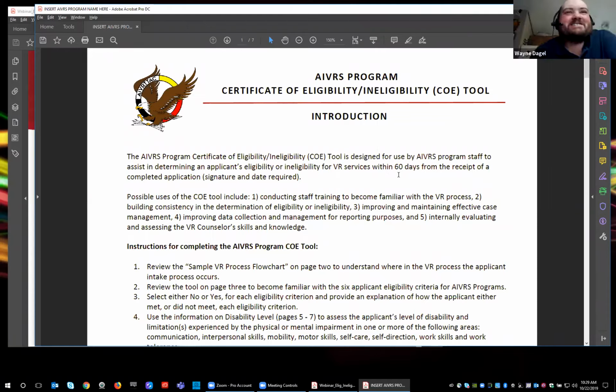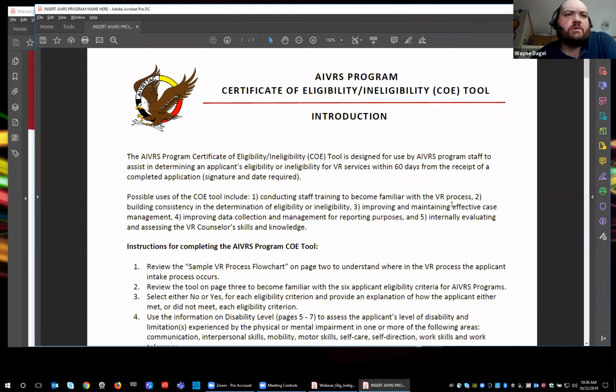All right. So this is the introduction and the instructions. This is the page 1 that we talked about. This will be available on the website very quickly. It's in its final stages of being approved and vetted. It'll also be put to the clearinghouse for everybody's access.